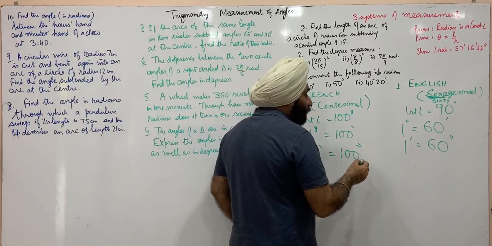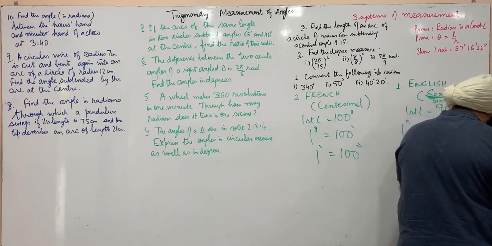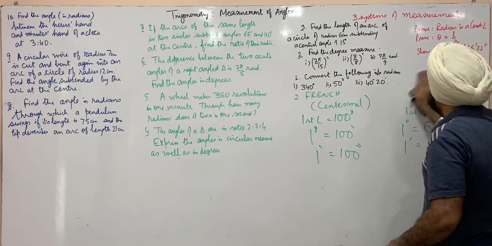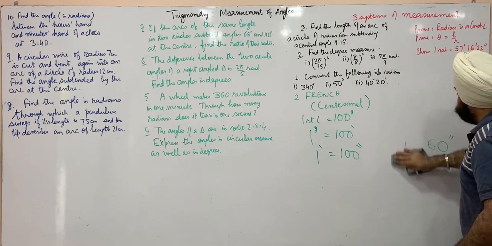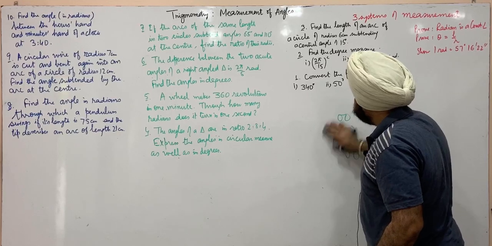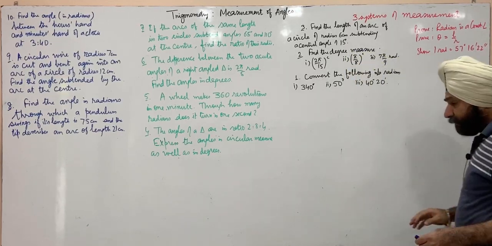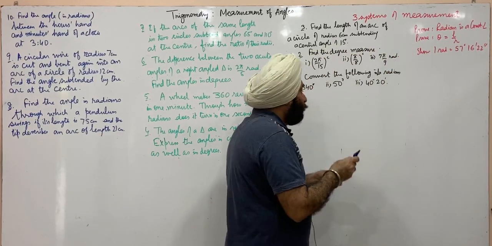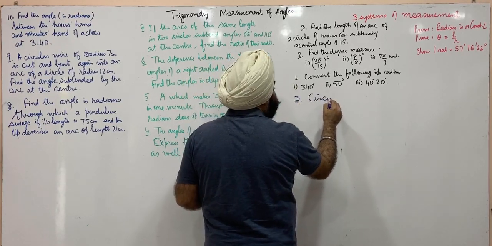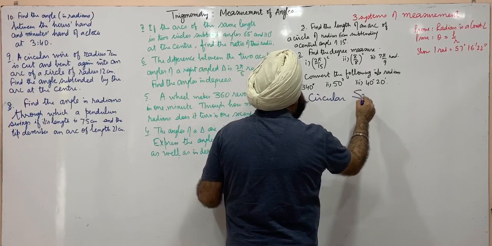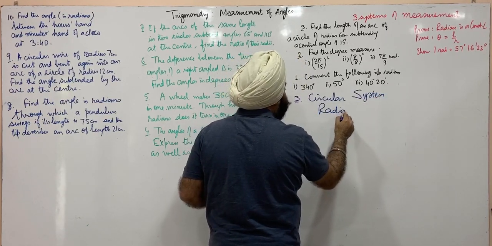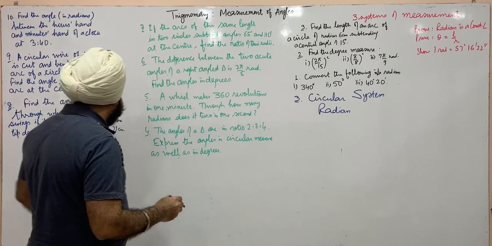The third is the circular system. The SI unit of angle is in the circular system, and that is the radian. Let us understand what is a radian. The unit of measurement in the circular system is a radian. Let us first of all define radian.